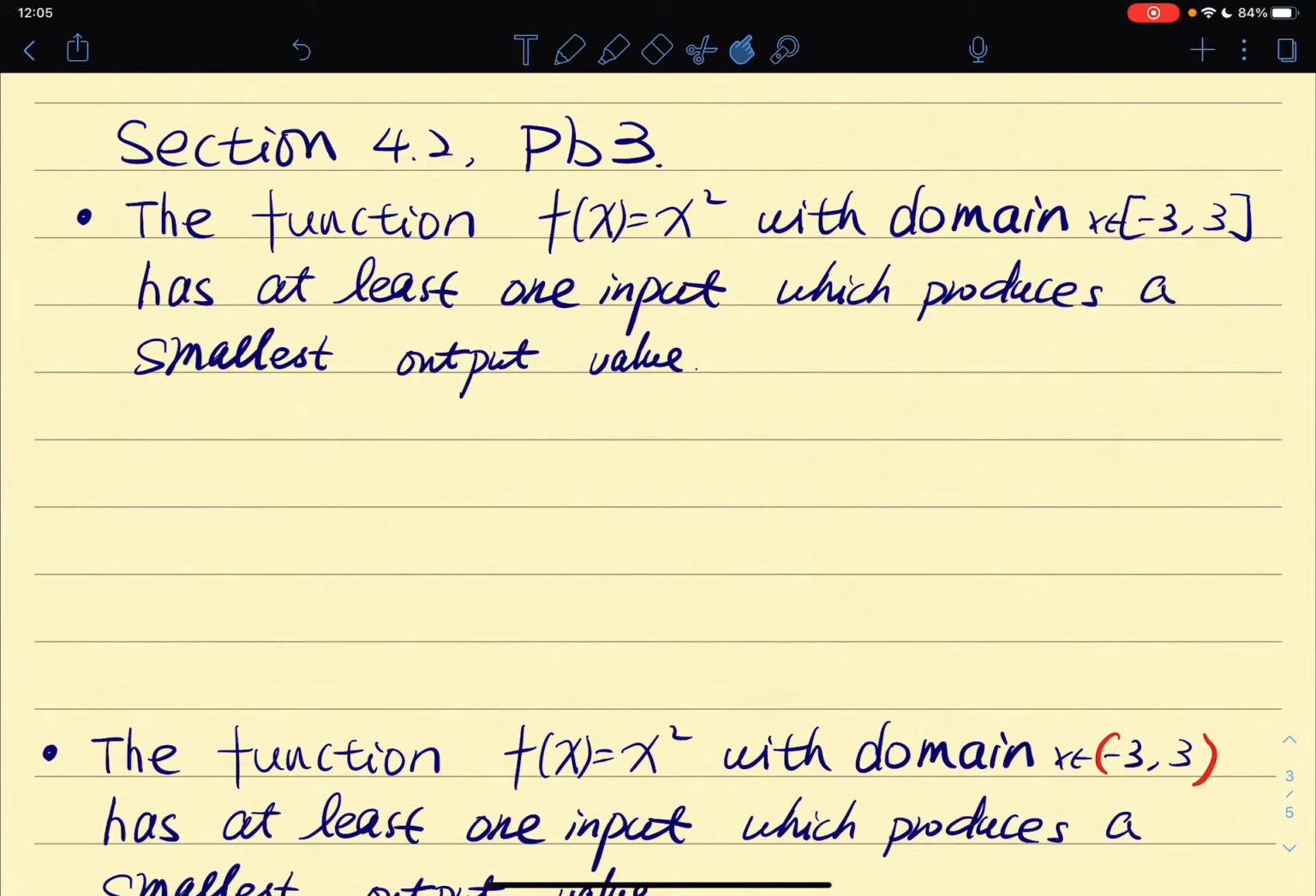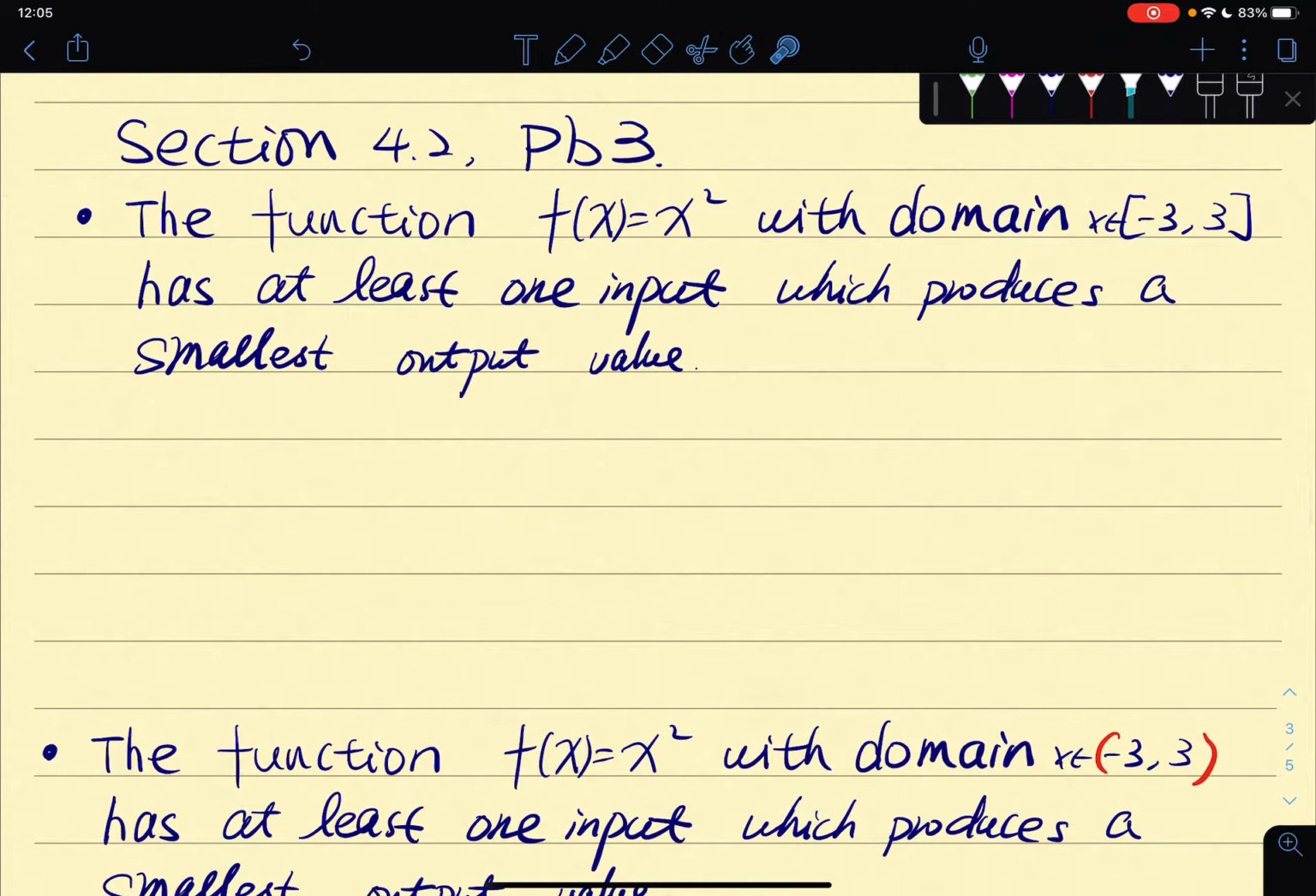So we're gonna discuss problem 3. By the way, I deleted one problem, so this was the old problem number 4. So we're gonna discuss basically the last problem in our homework section 4.2.